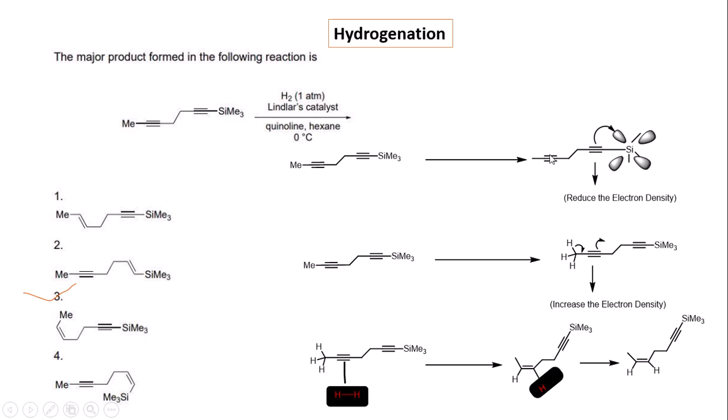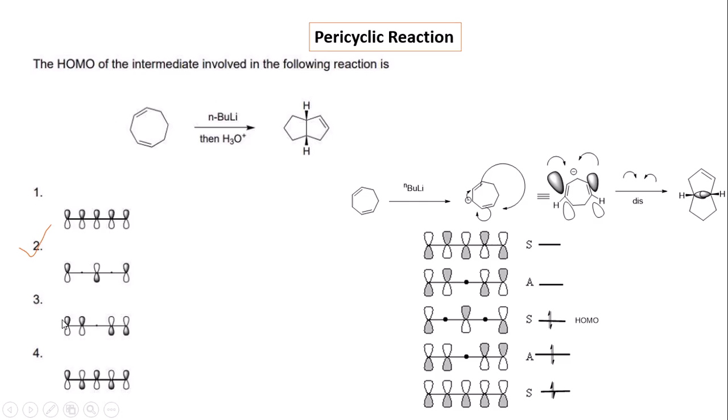We know that the electron rich alkynes have better affinity for the Lindlar catalyst, so it can be adsorbed on the electron rich alkyne system and give the hydrogenation product. And we know that after hydrogenation we get the cis alkene, so the cis alkene is the final product. And this is a pericyclic reaction.